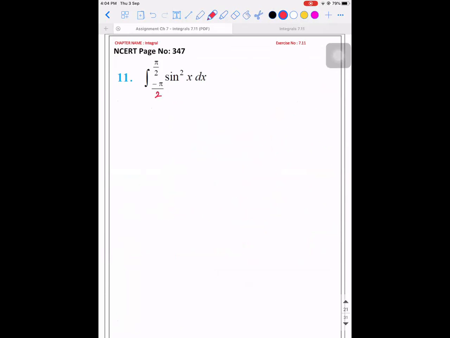Minus pi by 2 to pi by 2, sine square x dx. So symmetric limits, you need to check whether it is an even function or odd function. So it's an even function. Answer will be 2 times integral of 0 to pi by 2 sine square x dx. Right? So you can verify whether you did it right or wrong. So if you take this as I, then what will the other I be equal to? I is equal to 2 into integral of 0 to pi by 2 sine square of pi by 2 minus x dx. Accepted?